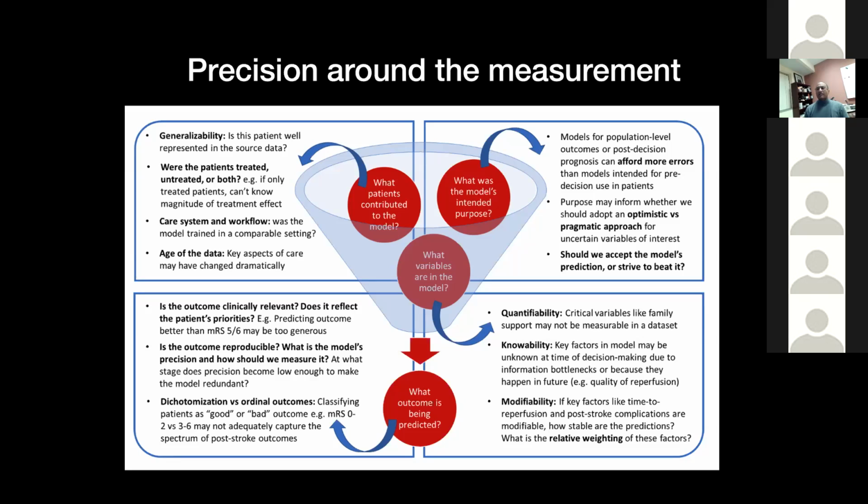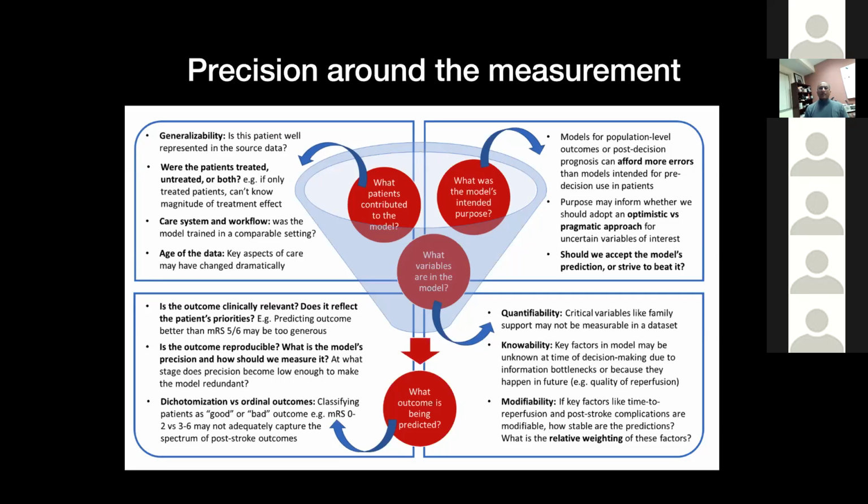The other part that is relevant to our field is, if you build a model out of HERMES, then pretty much most of the trials were done between 2013, 2015, and 2020. Is that model really valid? Have things moved on since, in terms of imaging, in terms of speed of workflow, in terms of quality of reperfusion? The other part is what sort of the purpose of the model is.